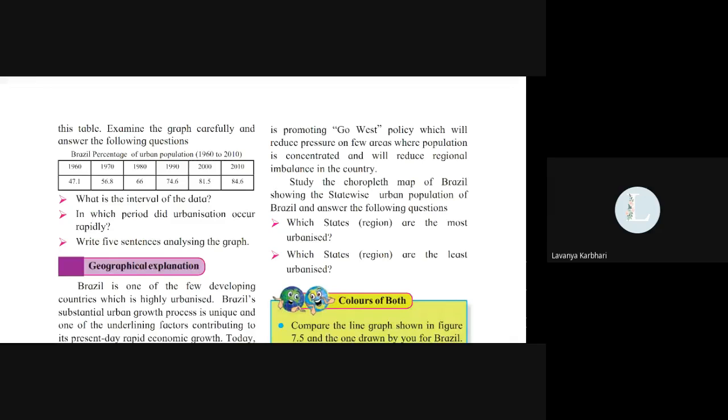What is the interval of data they have asked? 10 years. In which period did urbanization occur rapidly? You can easily find out the difference between them. Write 5 sentences analyzing this graph. You can easily analyze this graph and write the sentences.